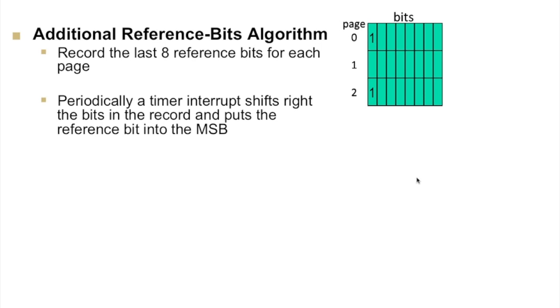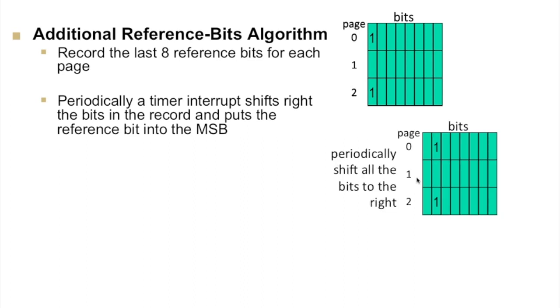Periodically, we want to shift that information down. So we're going to move them all to the right. Those bits that were in the first bit, we move to the second bit. And if they were in the second bit, to the third bit, etc. So it's going to shift down every time this timer goes off. What that allows us to do is to have some history about what has happened, not just in the last time period, but in each of those 8 different time periods.